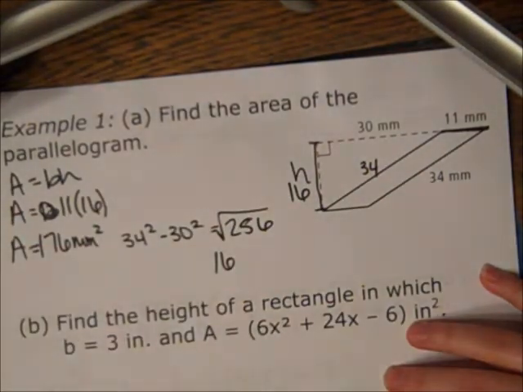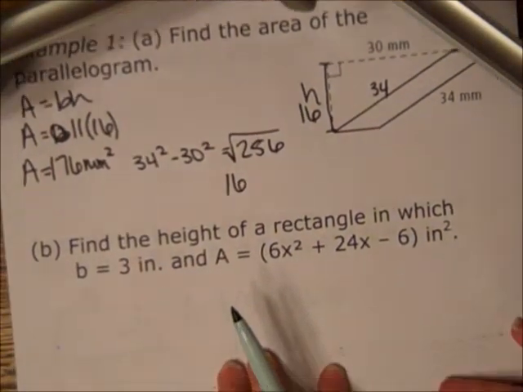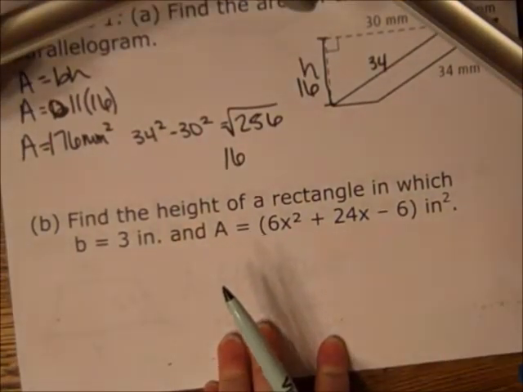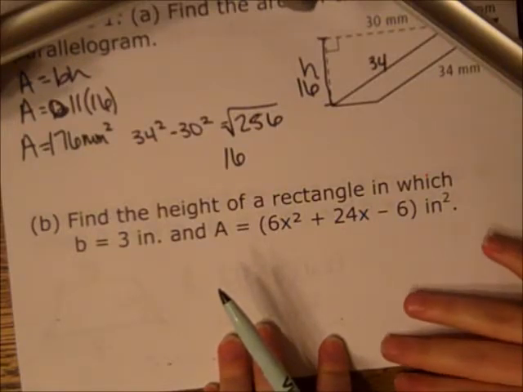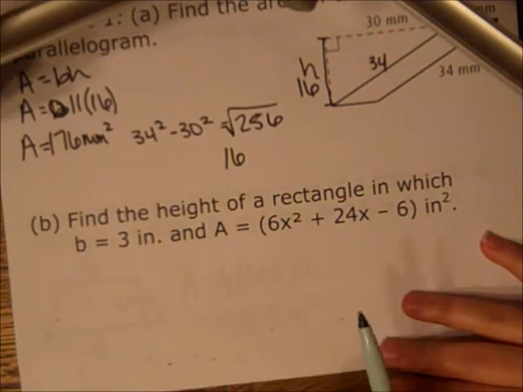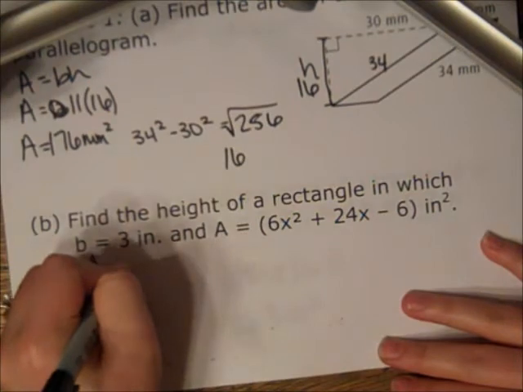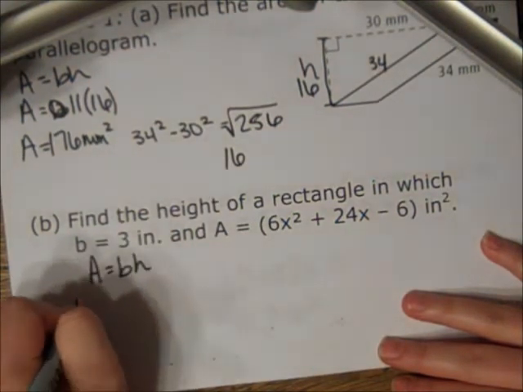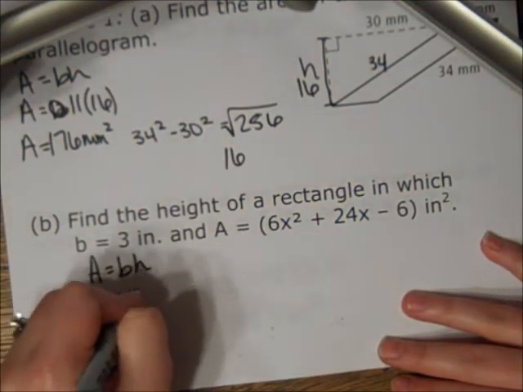So that's what I mean in Chapter 9, that area is a very familiar concept to you, but maybe we'll add a little bit to it. We have to do Pythagorean theorem before we can do area. Okay? Or like this, where we mix in some variables. So find the height of a rectangle in which the base is 3 and the area is 6x squared plus 24x minus 6 inches. So we know the formula is base times height equals area. So let's plug in what we know.